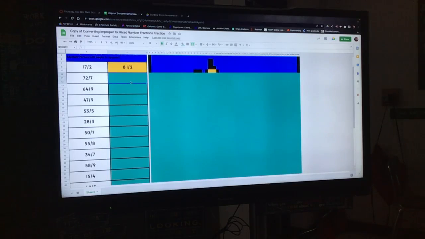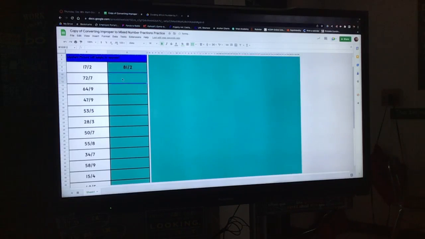No, it's got to be fractions. These are all fractions. And you'll notice I put a space in between. So if I didn't put this space right here, it makes it look like it's 81.5. Right, so you have to put that space in between your whole number and your fraction. And just use the slash.